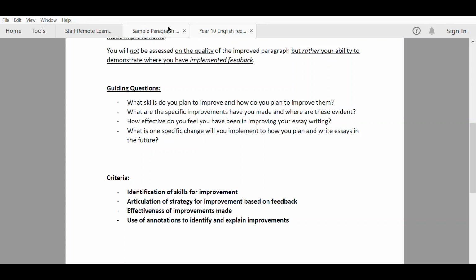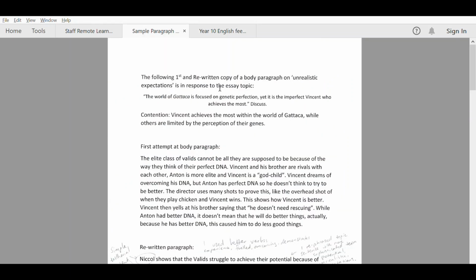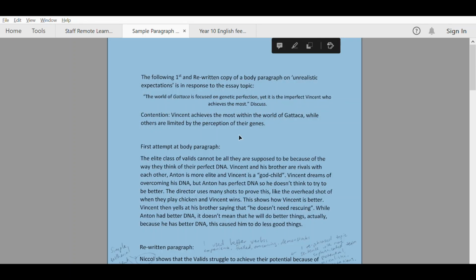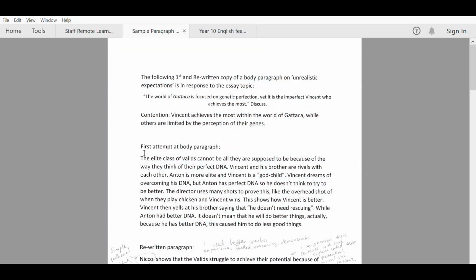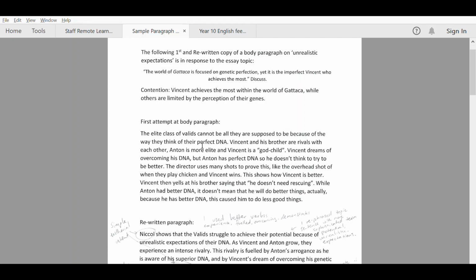All right, let's jump over to an example that I've given. You should have a copy of this, so you can read. Here's the essay topic, and here's the contention that I was trying to prove. Here's the first body paragraph. I haven't got the introduction there. Here's the first body paragraph though.